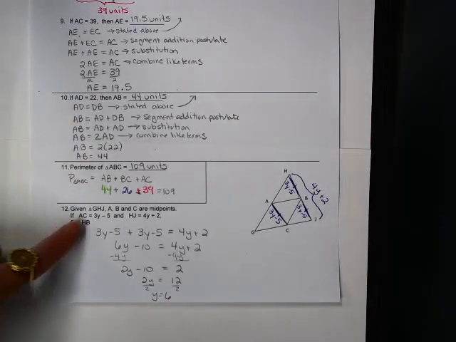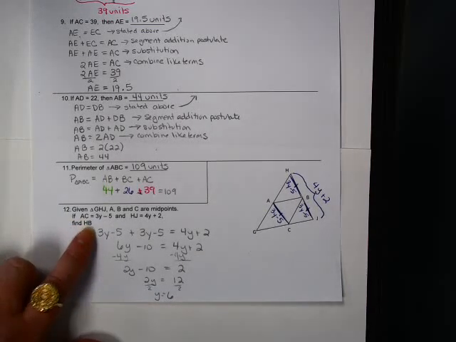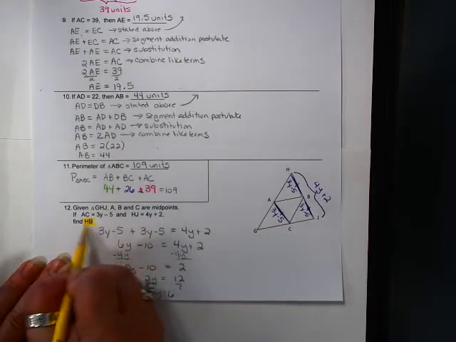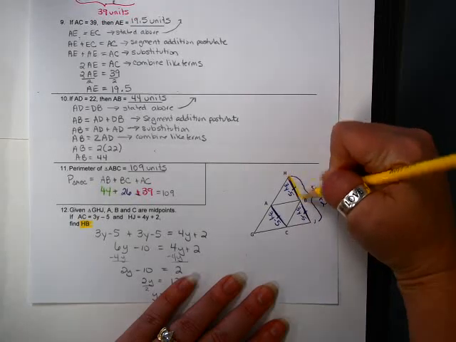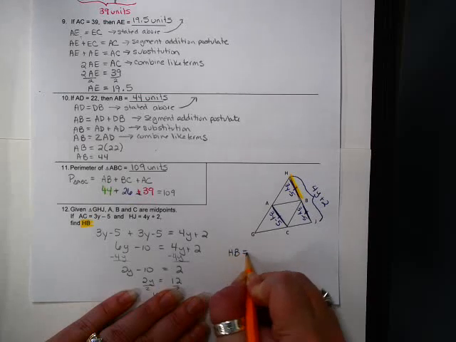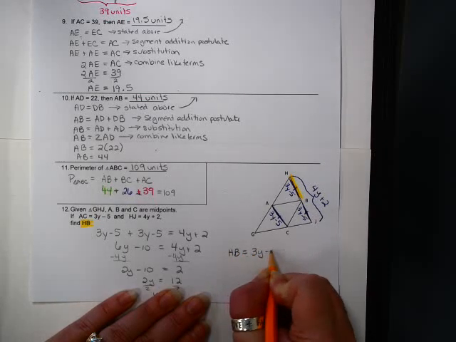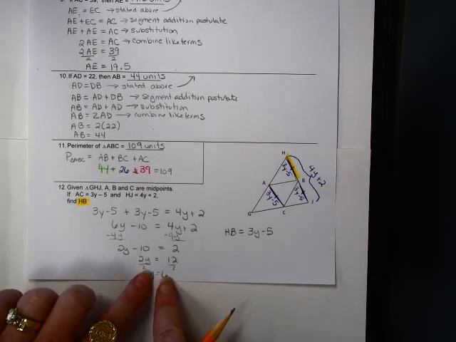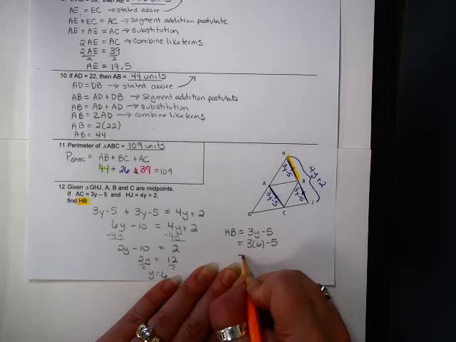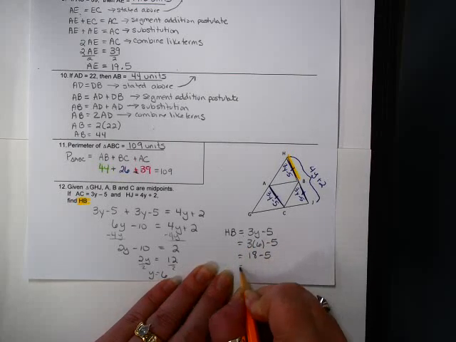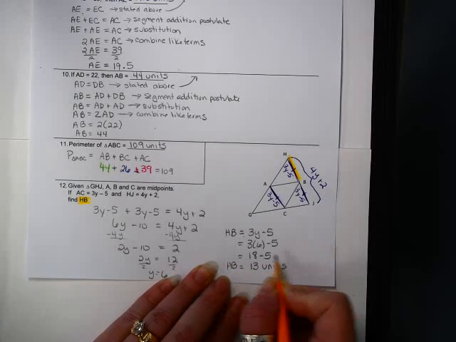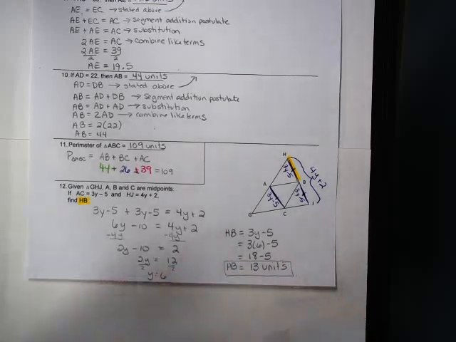But I'm not done, because they didn't want y. They wanted to know what HB was equal to. HB happens to be, I'm going to color it in yellow, highlight it, HB happens to be this piece right here. So what I do is I say HB, which is equal to 3y minus 5, I have to substitute in the 6. So that's going to be 3 times 6 minus 5. 3 times 6 is 18 minus 5. So I know that HB is equal to 13 units.